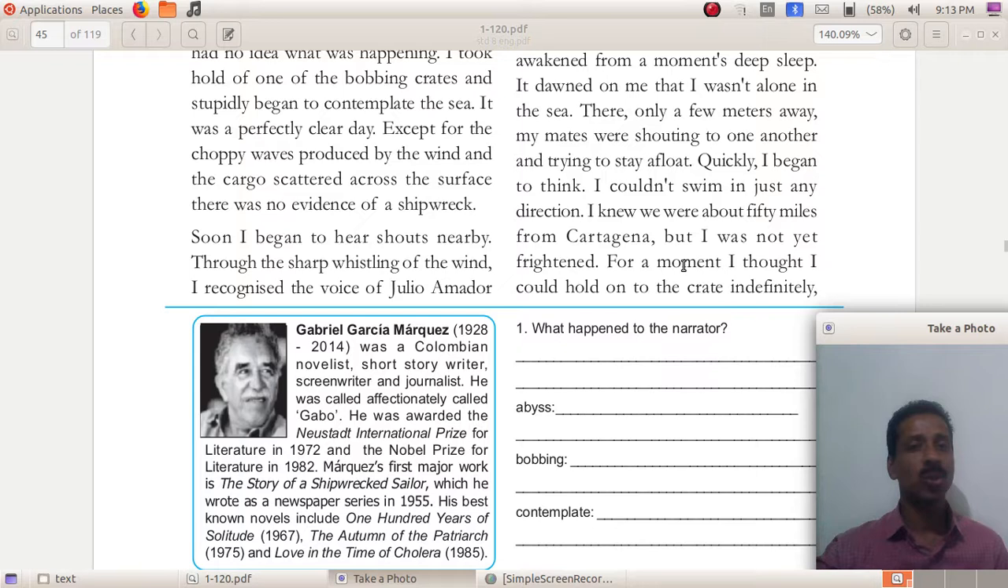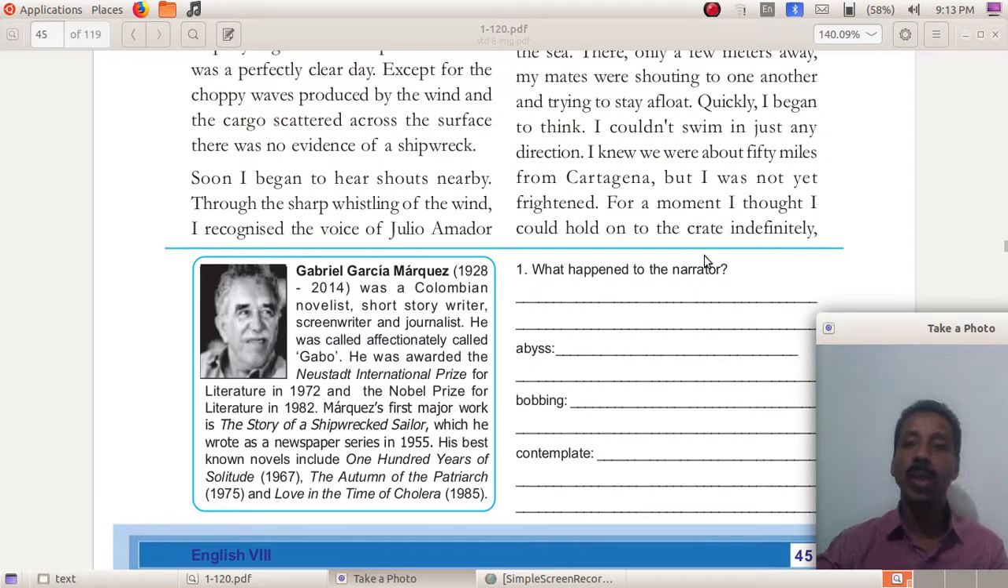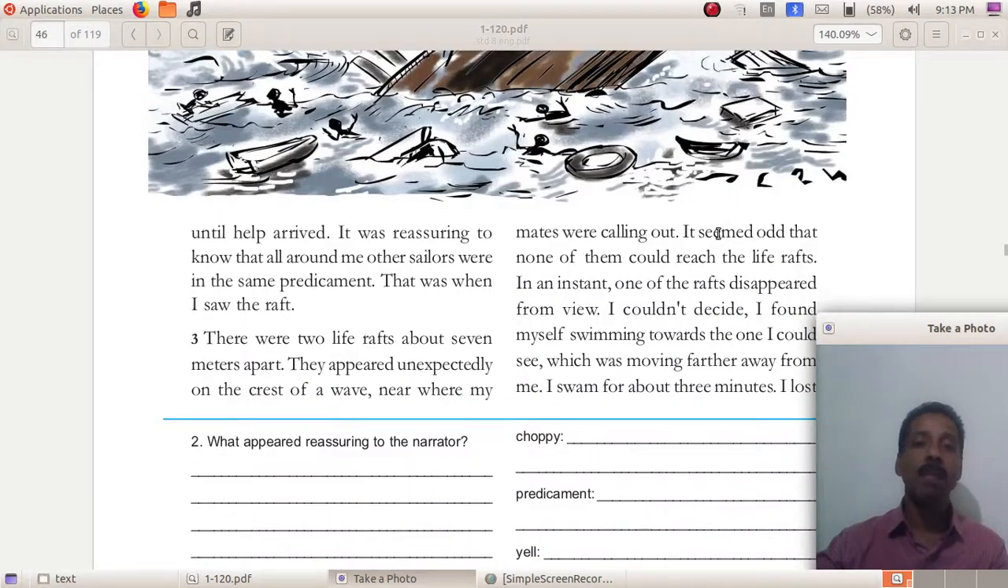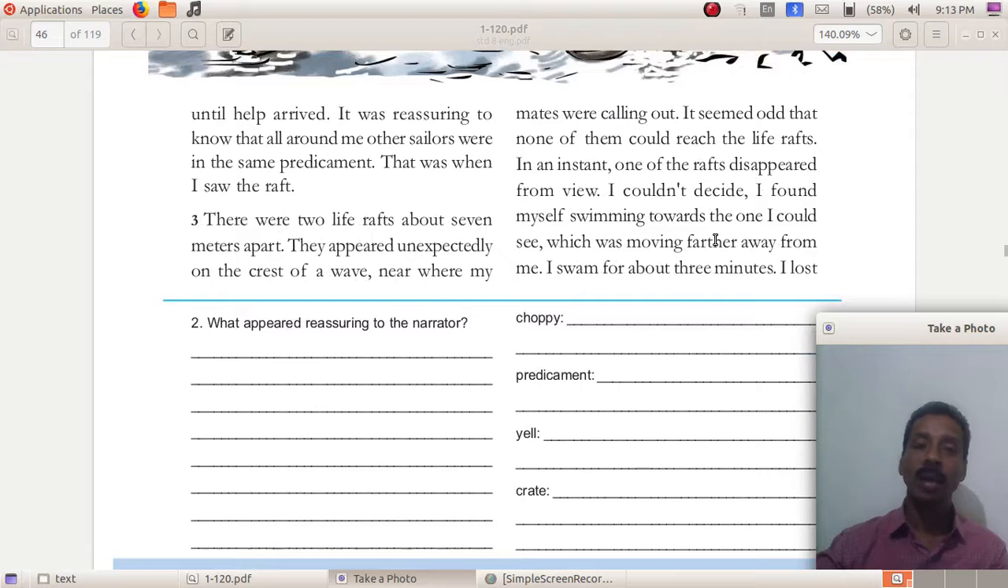So he understood that it is quite meaningless if he tries to swim and reach the shore. For a moment I thought I could hold on to the crate indefinitely, until help arrived. So what did he think? He would hold on to the crate, that framework. We know that he tried to keep afloat holding on to a floating crate.